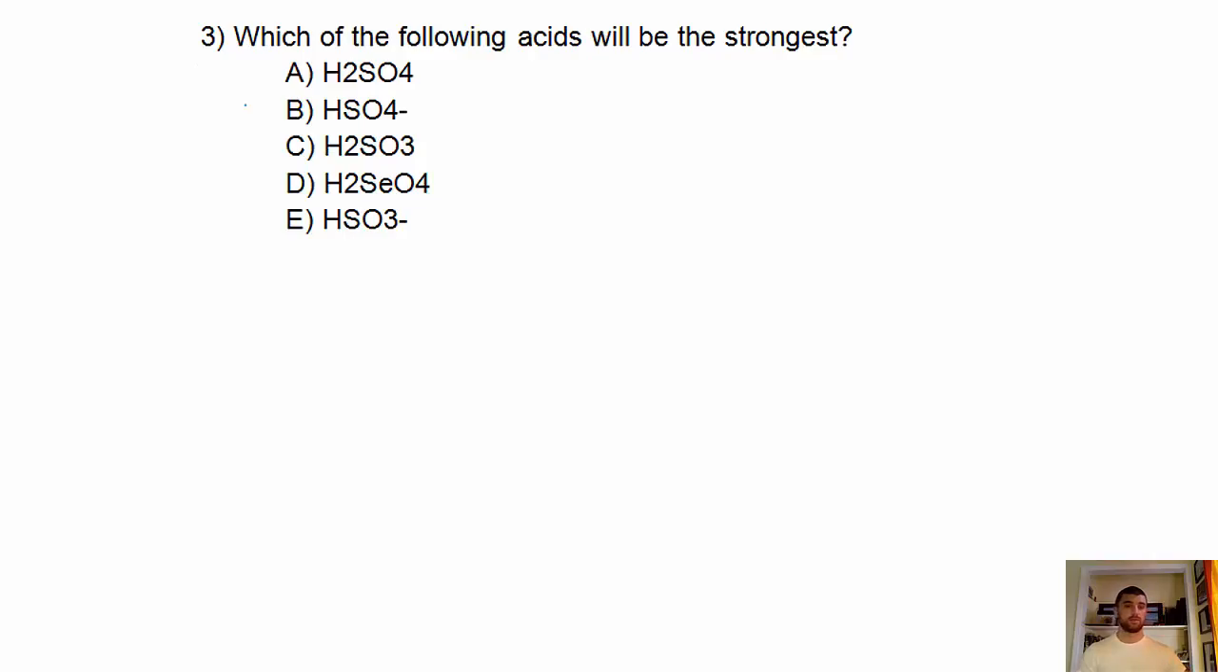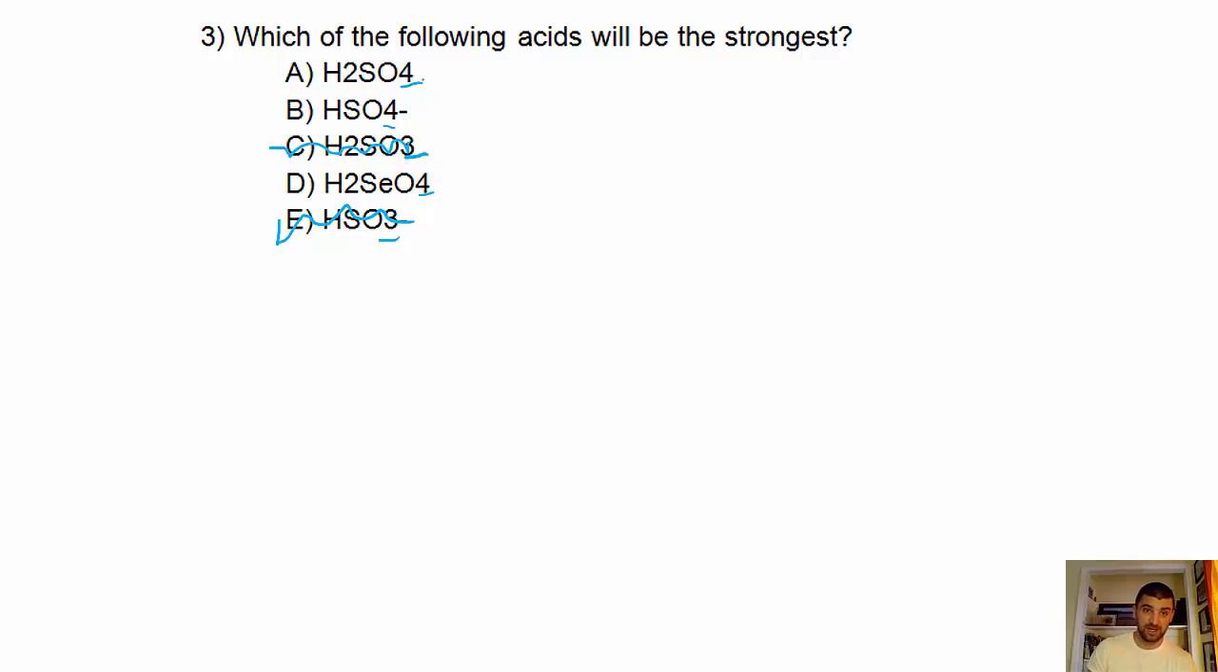All right, and then three, which of the following acids will be the strongest? All right, well, let's take a look. We got SO3s and we got SO4s. Well, which one's going to be stronger? The one with more oxygens is going to be more likely to kick off a hydrogen. So I can get rid of those two choices. So now it's down between, well, three of these, right? A, B, and D.